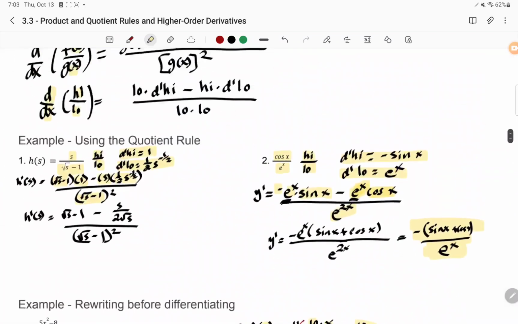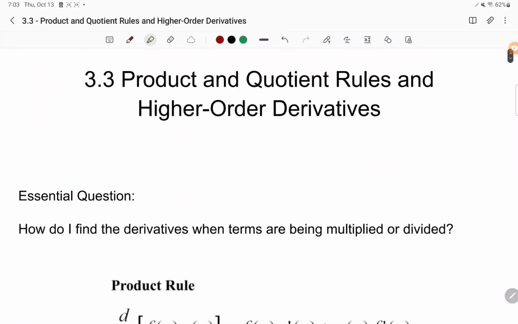And that is it for the product and quotient rules and higher order derivatives for 3.3.